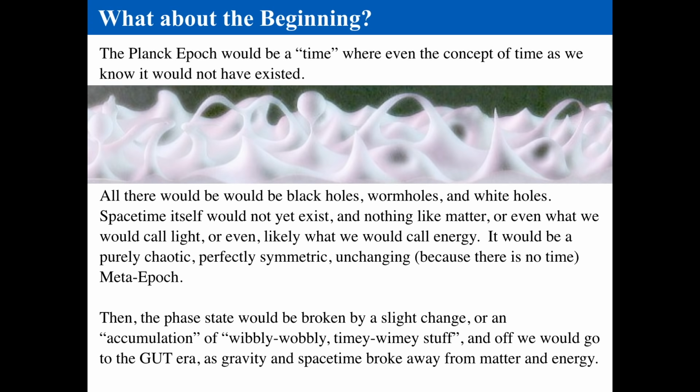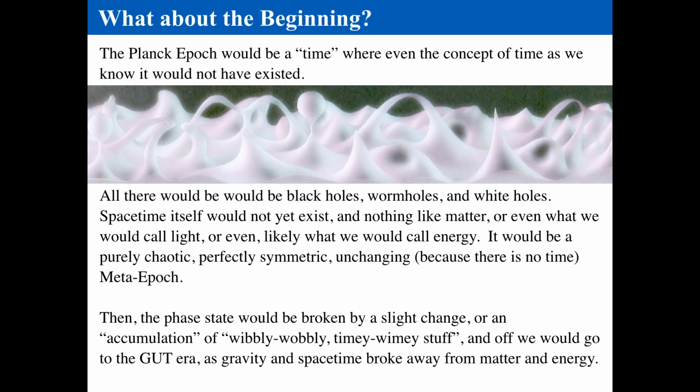All there would be during the Planck epoch would be essentially black holes, wormholes, white holes. Space-time itself as a concept doesn't even exist. It's quantum space-time, so we don't even have a concept called space-time yet. So quantum gravity means there is no such thing yet as space-time, which is really weird. So how can you talk about time when you don't even have a thing called time yet? So it would be this perfectly chaotic, purely symmetric, unchanging, because there's no time, pseudo-meta-uber epoch, where everything is just these wormholes and black holes, and it's incredibly small, incredibly high density, and eventually some perturbation breaks off to form the rest of the cosmos.